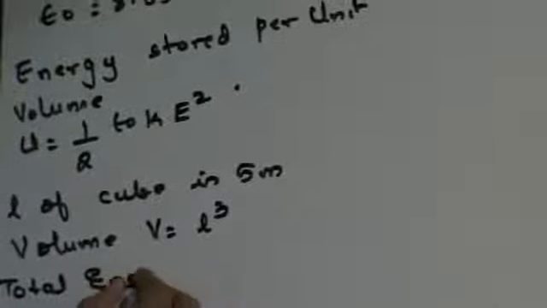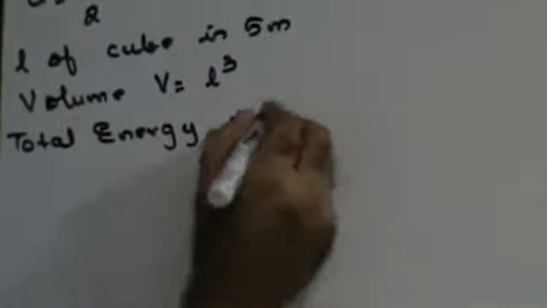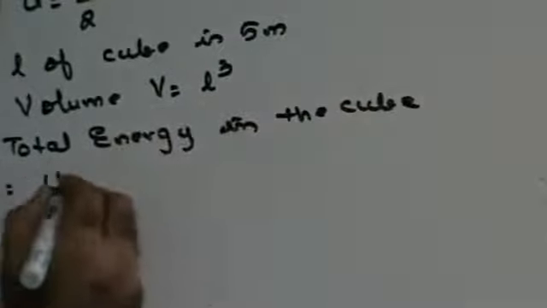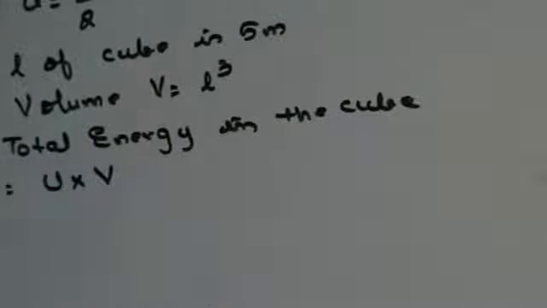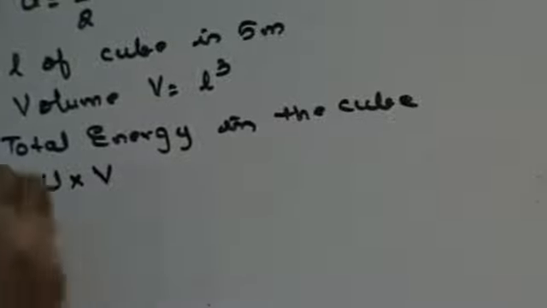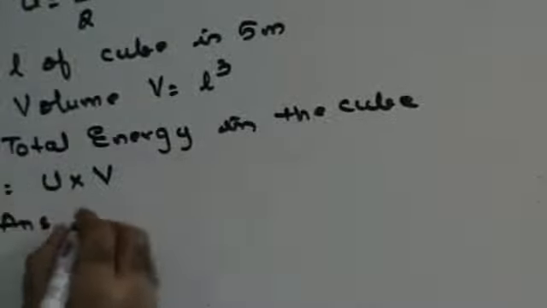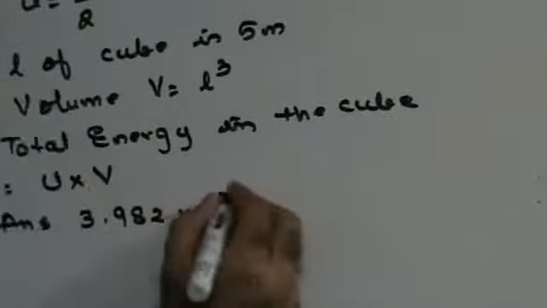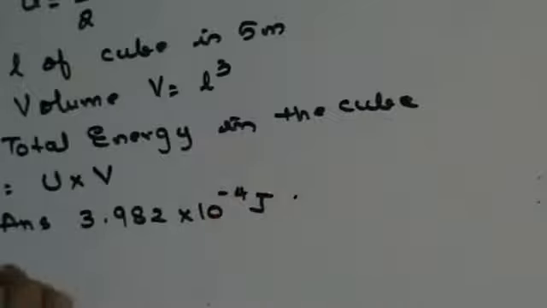Once I know the volume, then I can find out the total energy. The total energy in the cube is going to be energy per unit volume into the volume. The answer for this sum should be 3.982 into 10 raised to minus 4 joules. Next, take down the next sum please.